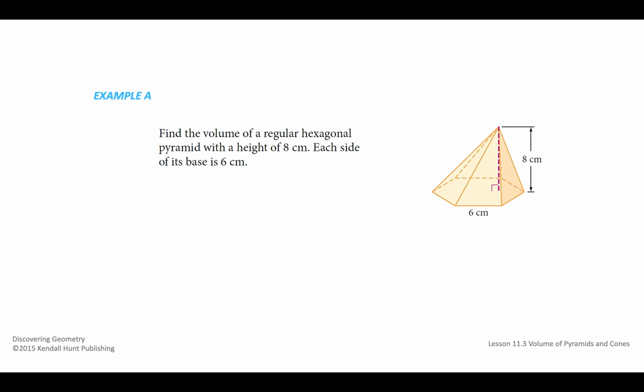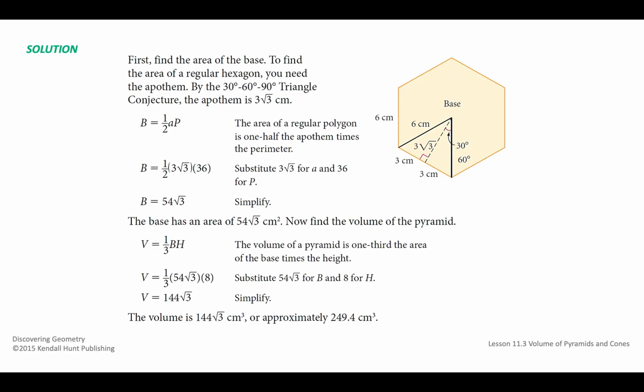So we're going to use the formula we learned. We're going to use the 1/3 base area times height, but our base is a regular hexagon. So we first have to calculate what's the area of this regular hexagon before we can calculate the volume of the solid. So this is what we do first. We think about the base and its area.